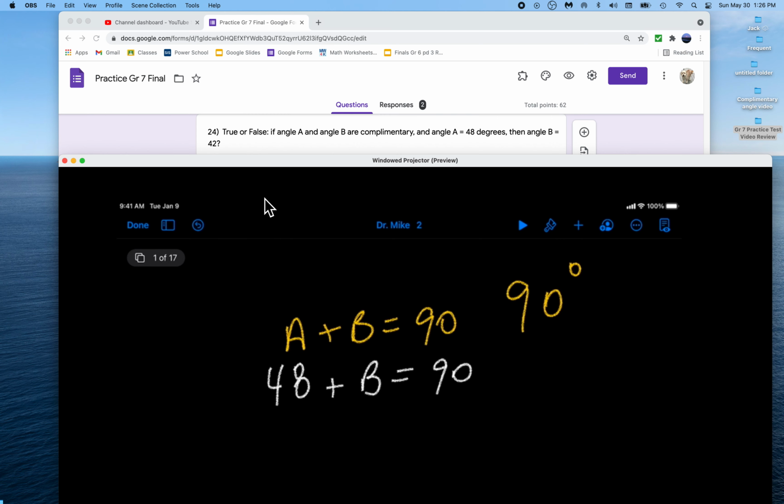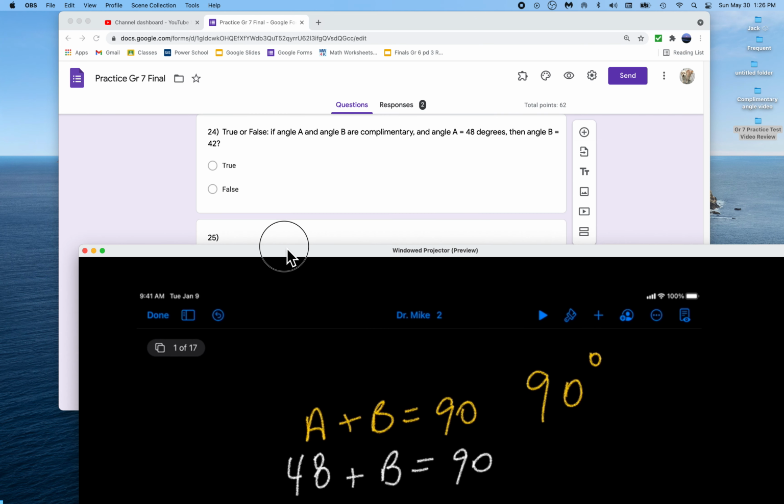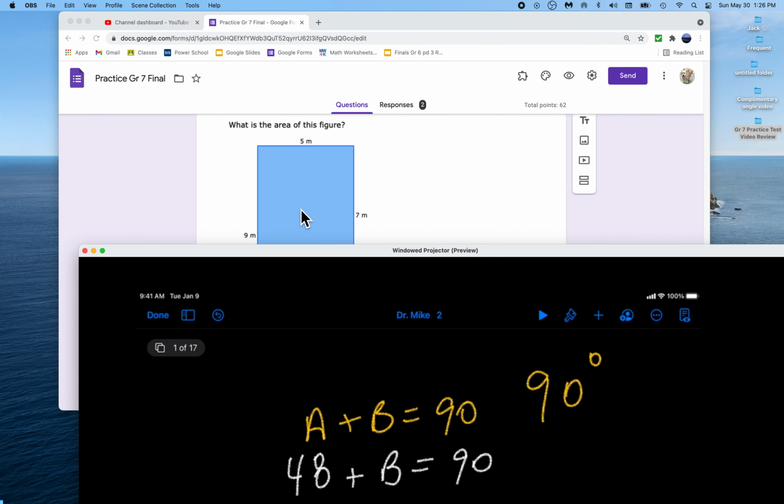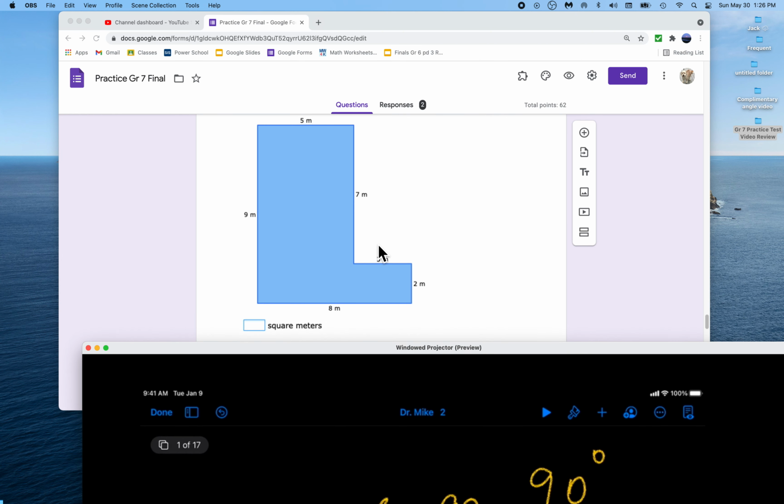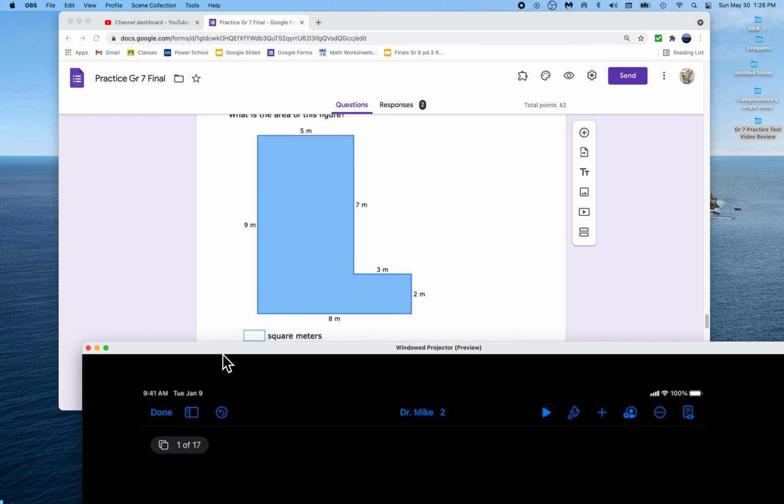Therefore, B has to be 42. That's a true statement. Next one, another composite figure. Okay, let me draw it. Again, I'm off screen. I'll come back as soon as I finish drawing. I appreciate everyone's patience. Again, I don't feel the need to write the units in.